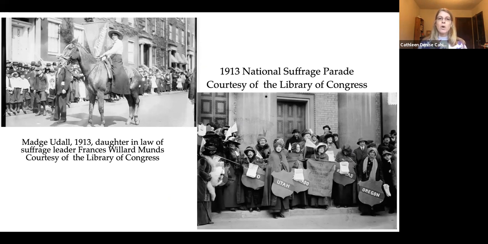So organizers from Alice Paul's new group called the National Women's Party came to New Mexico touting this new strategy of constitutional amendment, and they met a lot of women in the state who were on board, right?